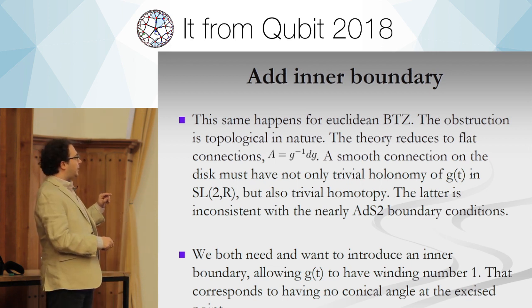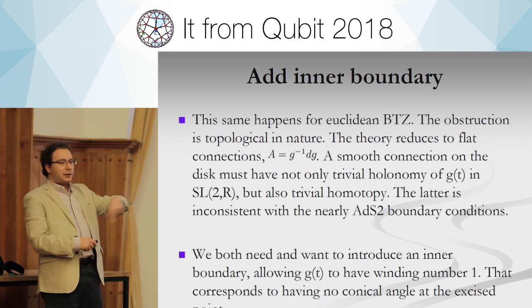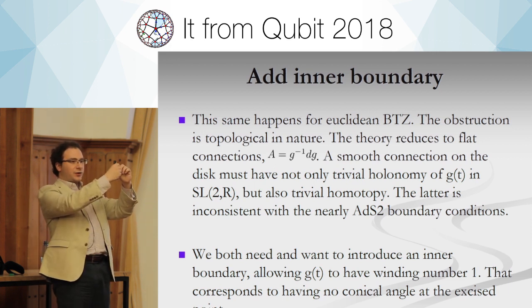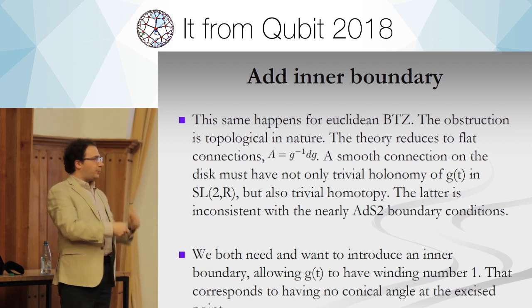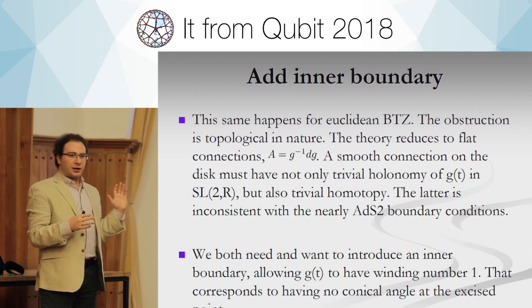So it's the compact circle in SL2R. And in fact, the nearly AdS2 boundary conditions require that it has holonomy winding number 1. So the holonomy is trivial, it goes around, it comes back to the same group element, but it wraps in a trivial pi 1 in SL2R. And that's inconsistent with it being a connection on the disk.